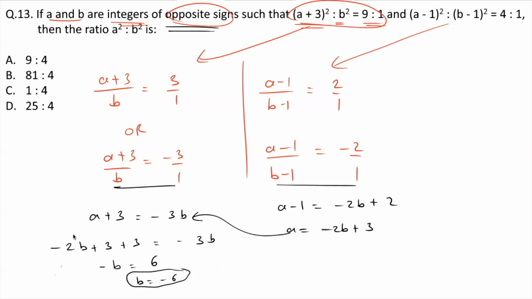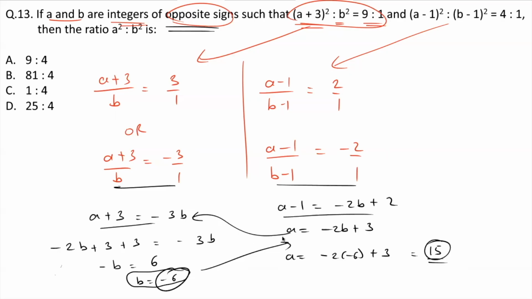Substituting b = -6 in any of these two equations, we'll get the value of a. So putting it here, a = -2b + 3, which is -2 into -6, 12, plus 3, 15. So a is 15 and b is -6, satisfying both the conditions. a and b both are integers and of opposite signs.